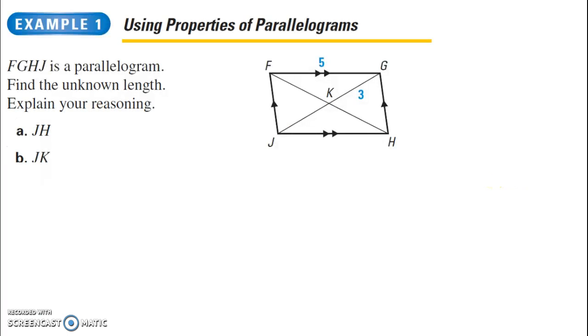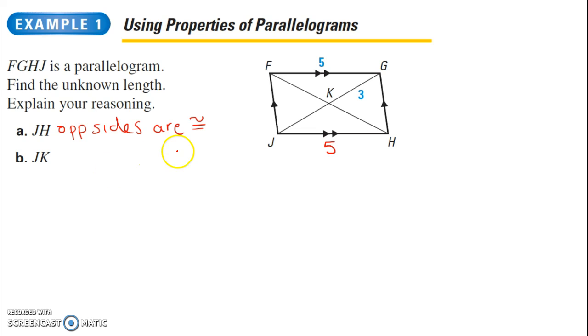Okay, some examples where we're using these properties. We have FGHJ is a parallelogram. Find the unknown length and explain your reasoning. For A, they ask us to find JH, so they want us to find this side right here. The first property told us opposite sides are congruent. So if FG is 5, that means JH must also be 5, and the reasoning is because opposite sides are congruent in a parallelogram.